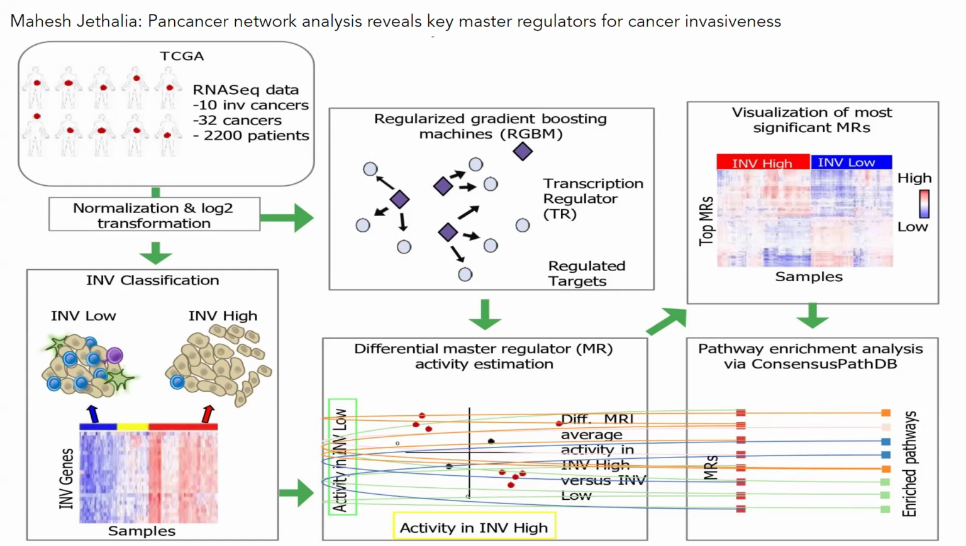We used RGBM, which is a regularized Boltzmann machine, to essentially find out the transcription regulators and the top master regulators. So these transcription factors that we found were then sorted, the top 10, into top master regulators. And then we visualized them and we did pathway enrichment analysis. This can be used to target them and make drugs out of the enriched pathways.